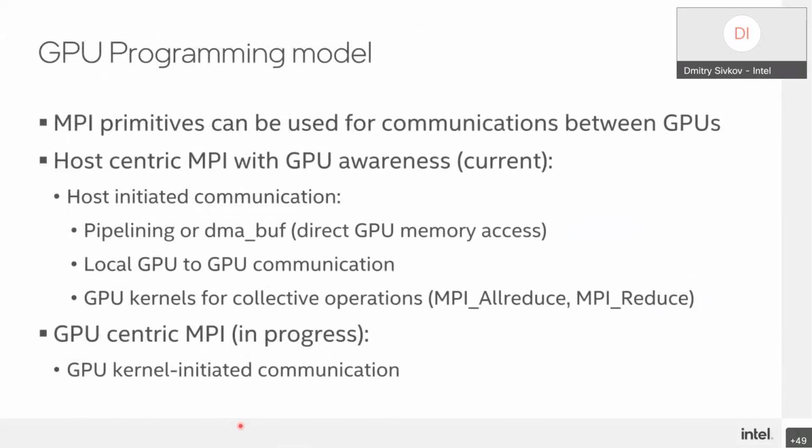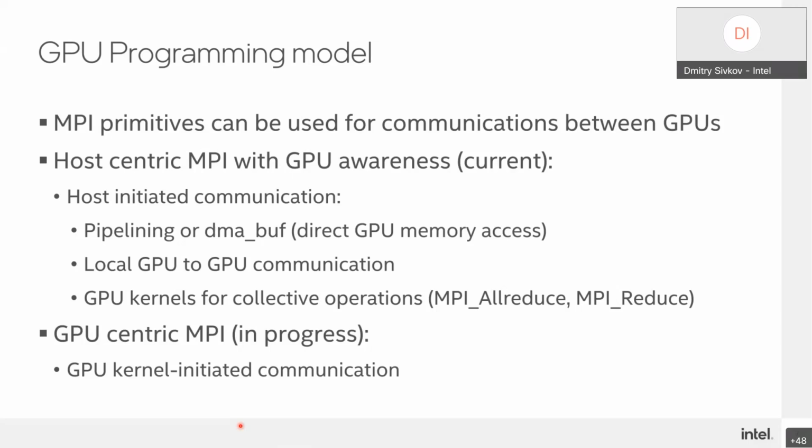Okay, so GPU. I guess most of you know Intel MPI. For GPU, MPI primitives can be used for communications between GPUs. We have three levels of GPU support in MPI. The first is host-centric MPI support with GPU awareness. It is the current status of Intel MPI.